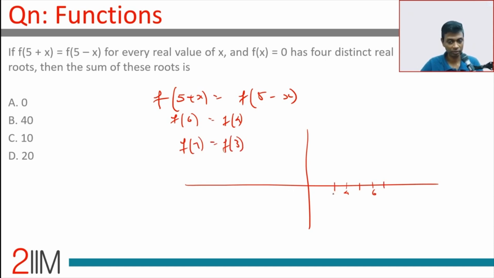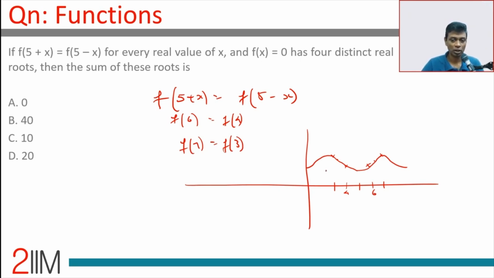7 and 3. If f of 6 were here, f of 4 would be here. If f of 7 were here, f of 3 would be here. Whatever value in between, it will be like that. So some curve like this, some curve like this, some curve like this. It's going to be a graph. You can imagine a graph like that.